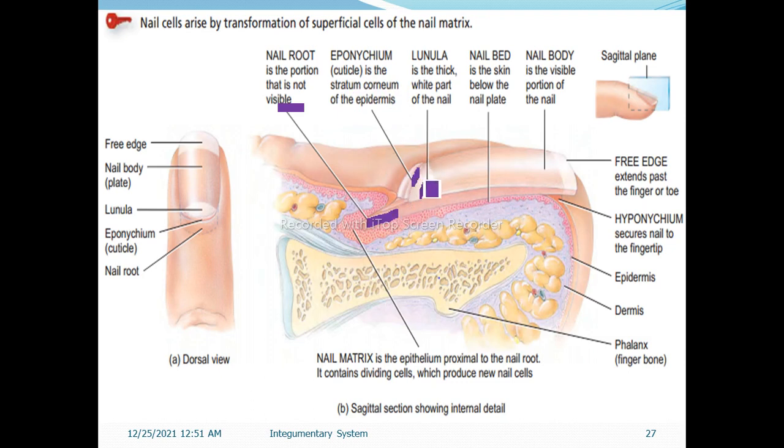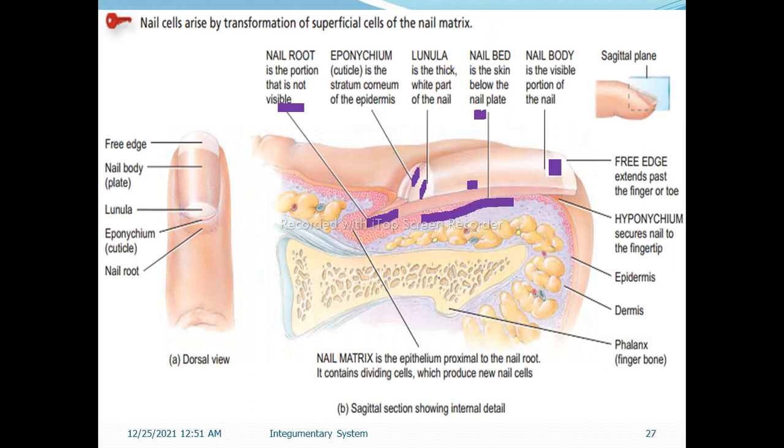The other is this white thing, which is the lunula. The lunula is a thick white part of the nail. This red area is the nail bed. So the nail bed is the skin below the nail plate. This is the nail plate, and the skin below the nail plate is known as the nail bed.